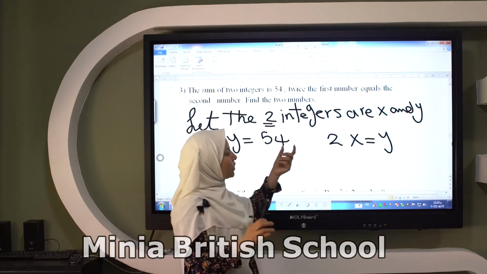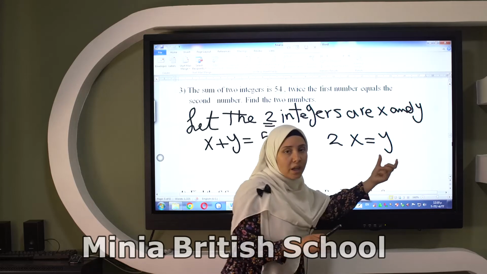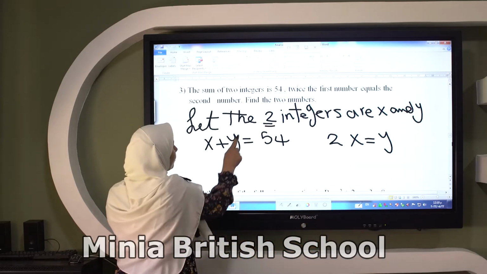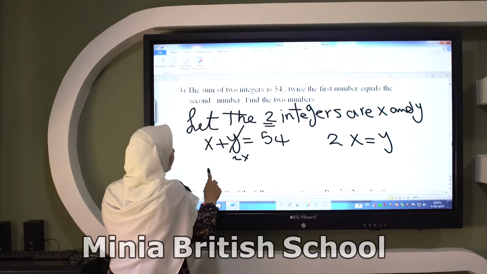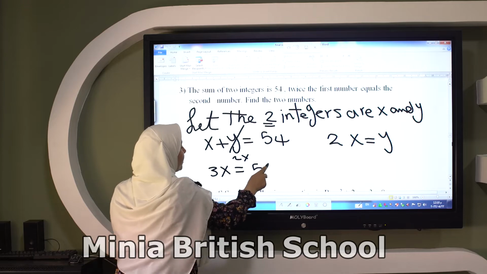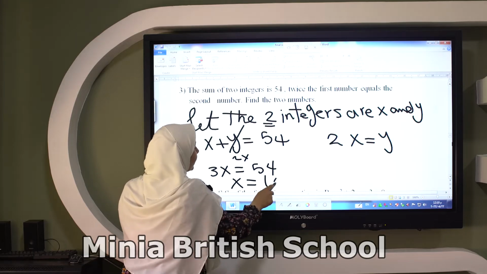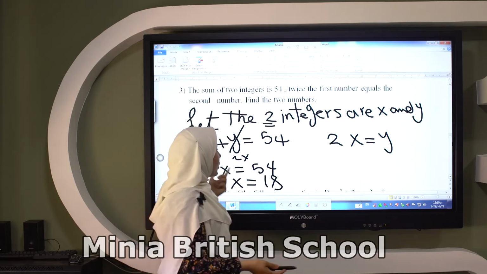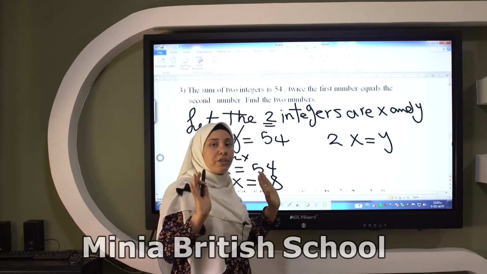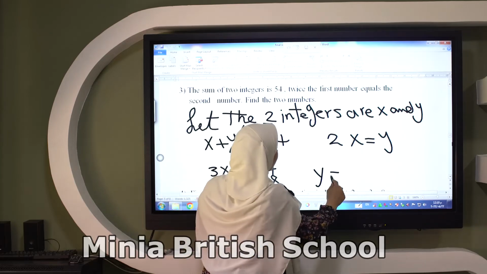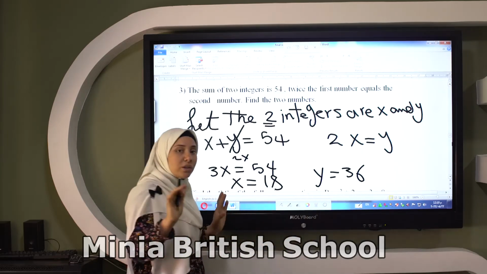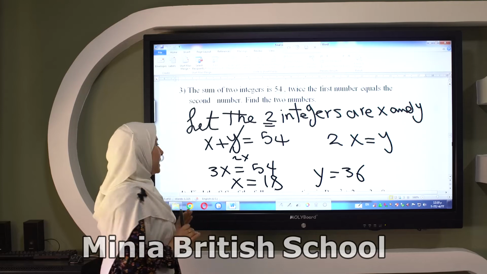Only substitute the value of y in the first equation. So y equals 2x, then 3x equals 54. Then x equals 18. Okay. 2 times x equals 36. So y here equals 36. Then the two integers are 18 and 36.